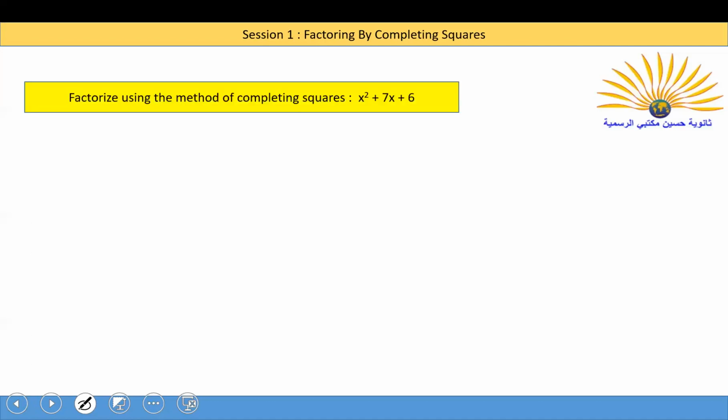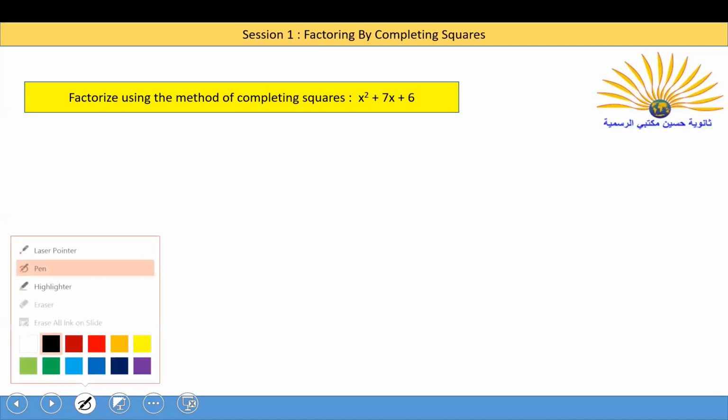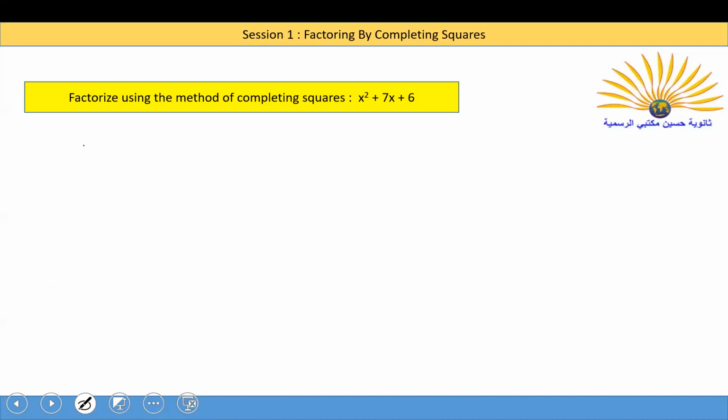But there is a problem. What happens if the coefficient of x is odd, that is not divisible by 2? So here you have to use fractions. This is the problem: x squared plus 7x plus 6. The problem is that 7 is not divisible by 2. So if we divide it by 2, we get 3.5 decimal, or we can keep it as a fraction. It is 7 over 2.